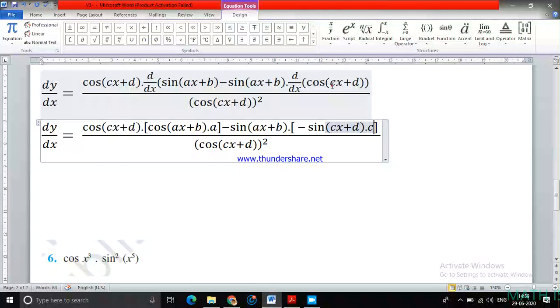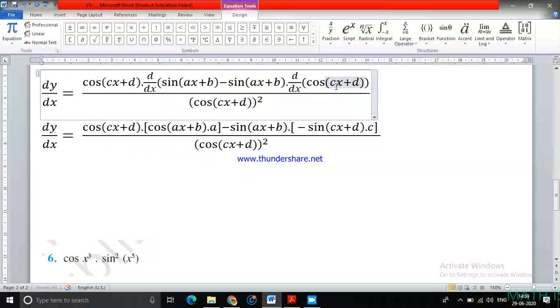You may ask, cx is there, why don't you apply the uv formula? Because c is a constant term. So the derivative of 2x, I will take it as 2. The derivative of 5x is 5. So the derivative of cx is c, and d is also a constant term. The derivative of any constant term is 0.